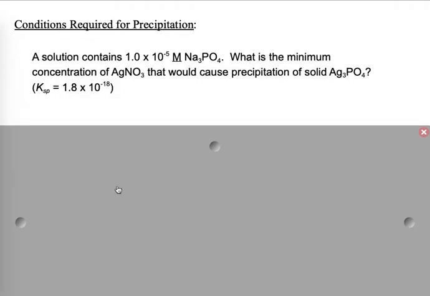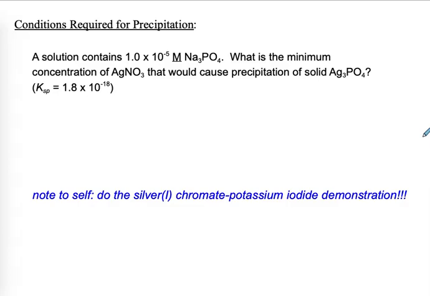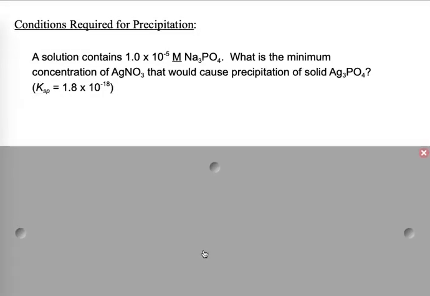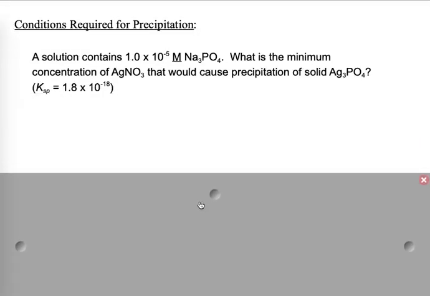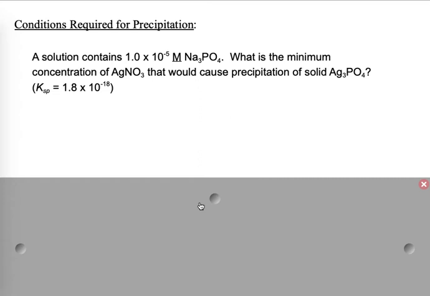Okay, in the final section, we're going to ask about conditions required for precipitation. What are the minimum concentrations of ions present in order for precipitate to form? Here's an example. A solution contains 1.0 times 10 to the negative fifth molar sodium phosphate. What is the minimum concentration of silver nitrate that would cause precipitation of solid silver 1 phosphate, for which KSP is given?